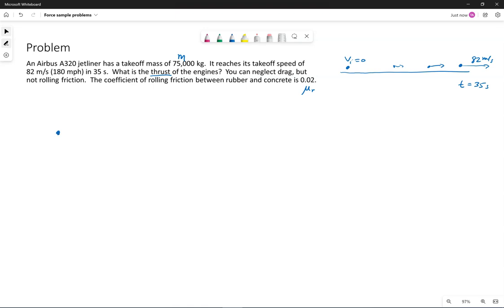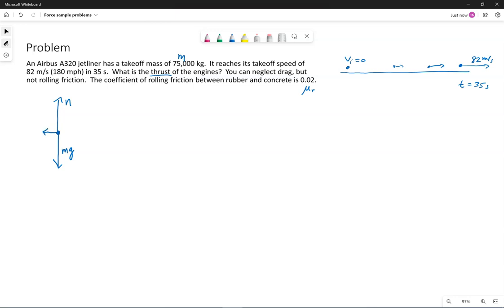We imagine this airliner on the runway. As it moves from this initial to final point, it's moving. We do know there's the force of gravity. It's being attracted to the center of the earth. Because the plane is still on the runway, there's going to be a normal force from the runway pushing up. The problem mentions rolling friction, so we do need to account for that.